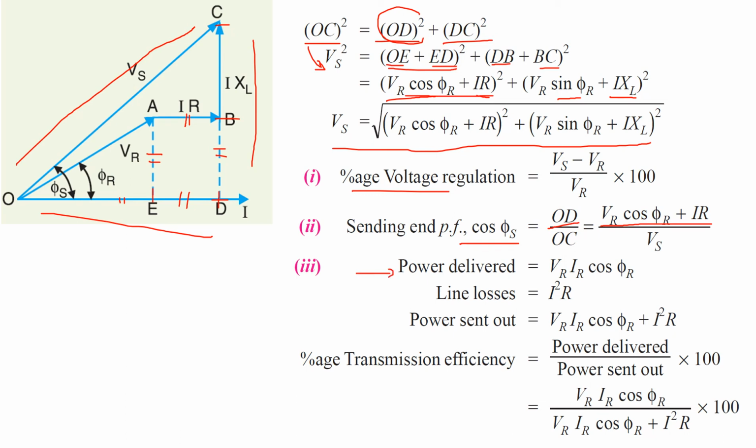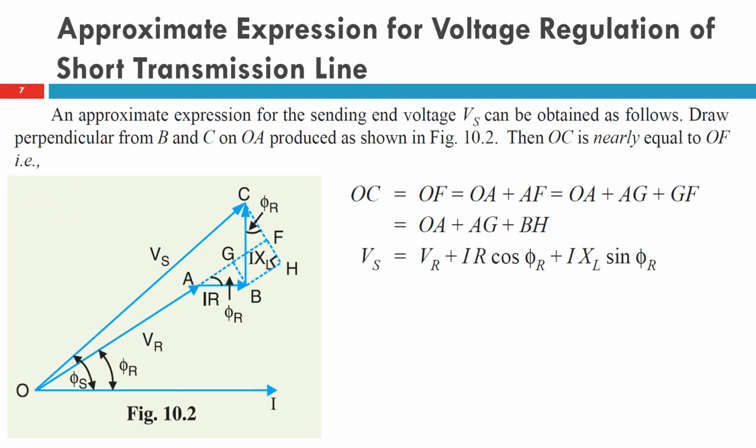The power delivered is equal to VR IR cos phi r. Line loss is I square r, and power sent out, that means power available at the sending end, the power injected in the line, is the receiving end power VR IR cos phi r plus the I square r losses. Taking the ratio of these two, power delivered to power sent out, I will get the transmission line efficiency. So you need to remember all these expressions, including the sending end voltage.